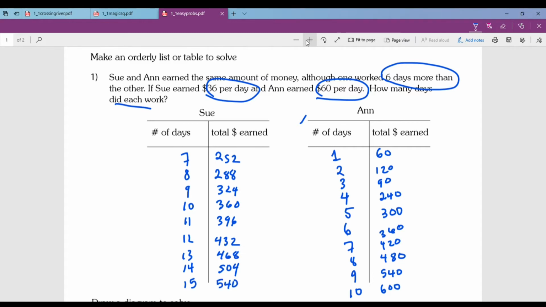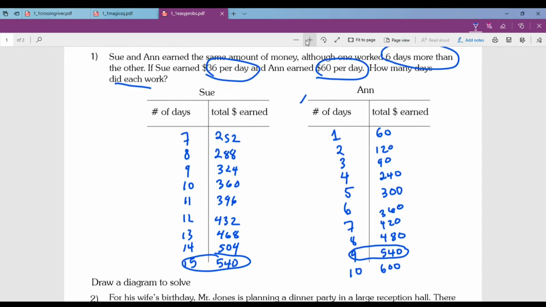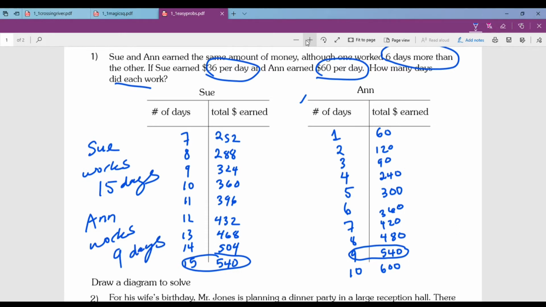Alright, so the last one's 540, and that finally matches one of our numbers here. So we can see that Ann has to work 9 days, and Sue has to work 15 days to make the same amount of money. So we'll put that somewhere on the side. Sue works 15 days, and Ann works 9 days. Now this is a tedious process, but it's just one method to get the solution. We of course could create a system of equations and we'll be able to get the numbers also using Algebra 2.